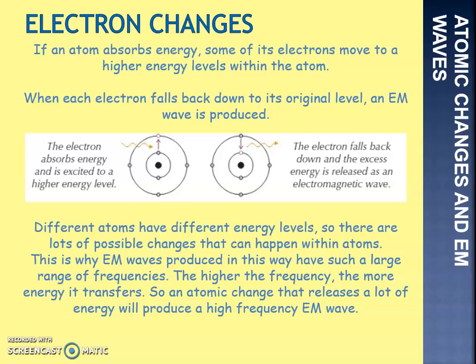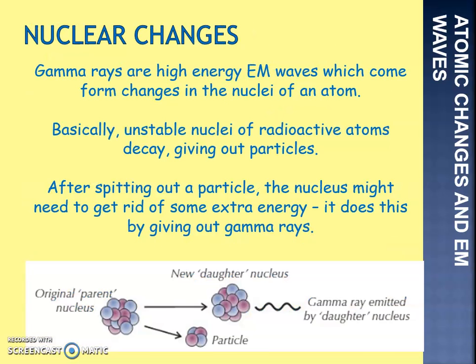Different atoms have different energy levels, so there are lots of different changes that could happen within atoms. So EM waves produced this way have a massive range of frequencies. The higher the frequency, the more energy it transfers. So an atomic change that releases lots of energy will produce a really high frequency electromagnetic wave.